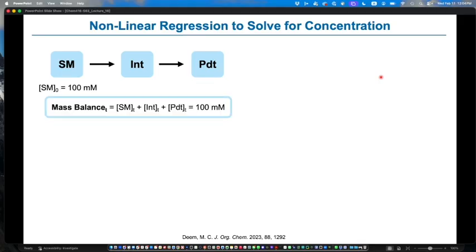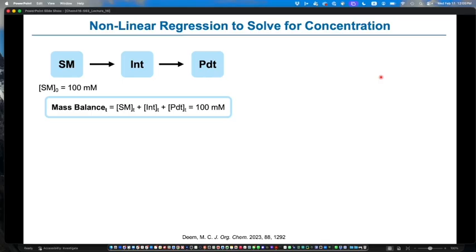So what we decided to do, and this is some work that Maddie Deem did, if we are running a time course reaction, we can start off with an assumption where every species in this chemistry I can observe. So as long as I think that I have a reaction where mass balance is being conserved, then I can say that if I know the total concentration of individual components, I'm going to assume that at any point in time, the concentration of my starting material, my intermediates, my products is equal to a constant.